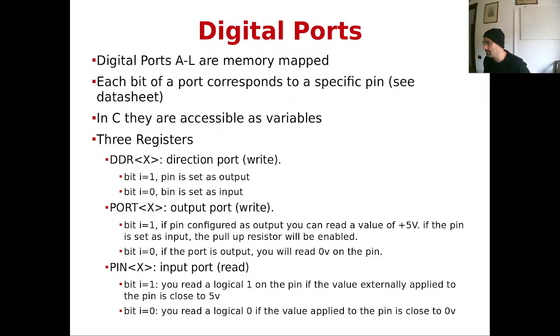Then we have the pin register, which is actually the one you read from. Port is for writing, pin is for reading. So if someone sets bit number 1 of port L at 5 volt, and you have configured bit 1 of the data direction register to be an input, then you will be able to read from this variable that bit number 1 is set to 1. Conversely, if you lower the voltage to that pin and then read from this variable, you will read that this value is set to 0.